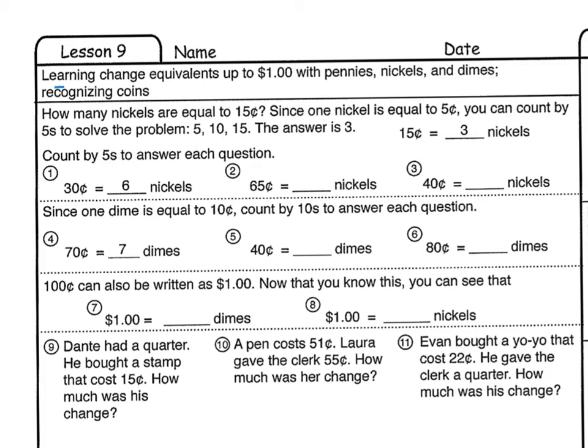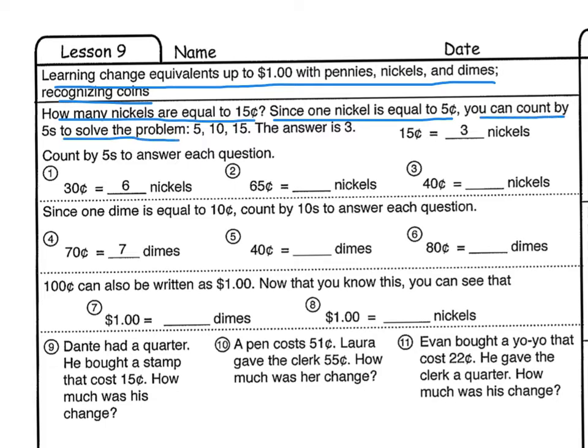Here we go. Learning change equivalents up to $1, pennies, nickels, and dimes, and then we're going to learn about recognizing coins. How many nickels are equal to 15 cents? Since 1 nickel is equal to 5 cents, you can count by fives to solve the problem. So let's use our fingers here again. Each nickel is 5 cents, so 5, 10, 15 if we're using our fingers there. That's 3 nickels.